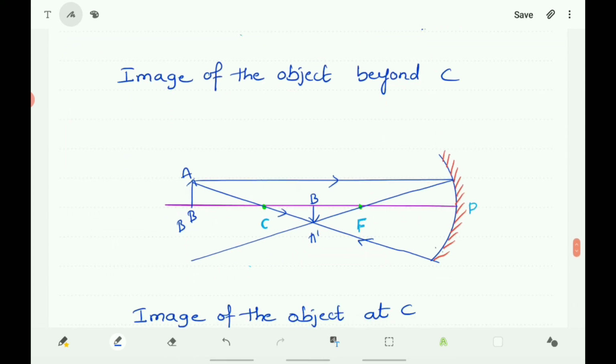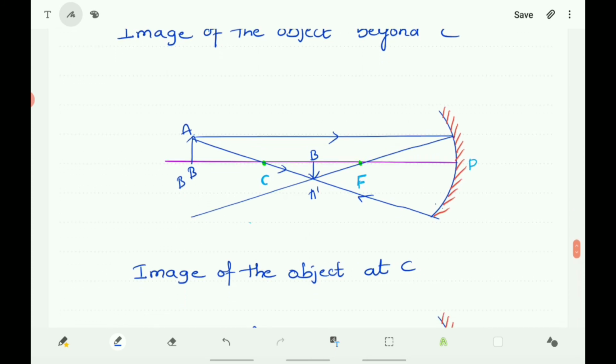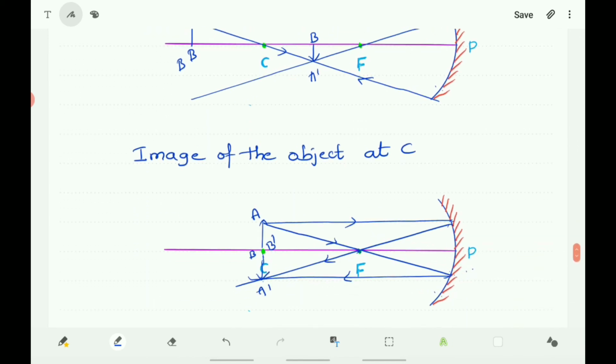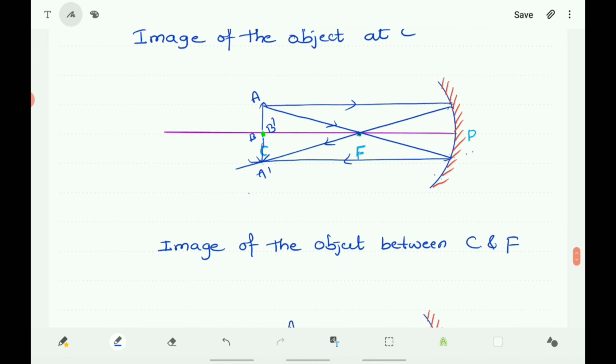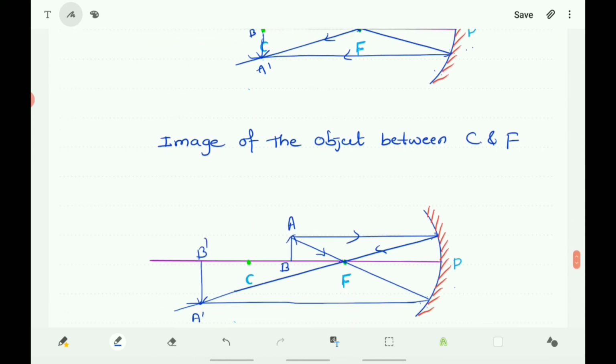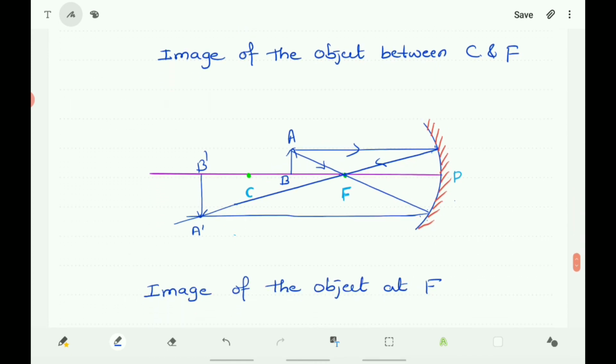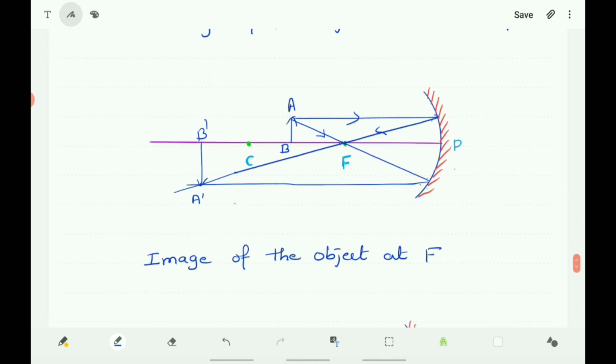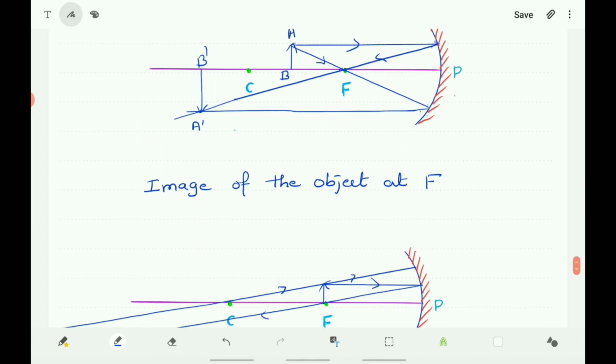When the object is beyond C, the image is between C and F and it is inverted, real and smaller than the object. The image of the object at C is at C only and its size is equal to the size of the object, and it is also an inverted and real image. The image of the object between C and F is beyond C and it is larger than the object, and it is an inverted and real image.